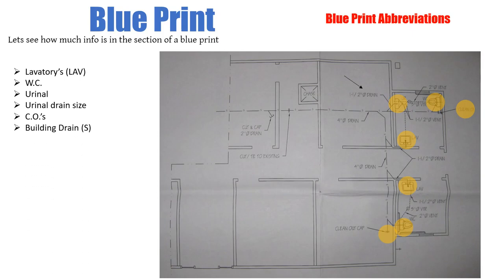The building drain. Well, in this case, the building drain is represented by an S. Now, it looks like a 5 almost, but all along here you see all these S's. So that's representing the building drain, all the way out here, which is the main drain that carries away all the sewage from the washrooms. So here, it's indicated with an S. It even gives you the size of it, 4 inch.